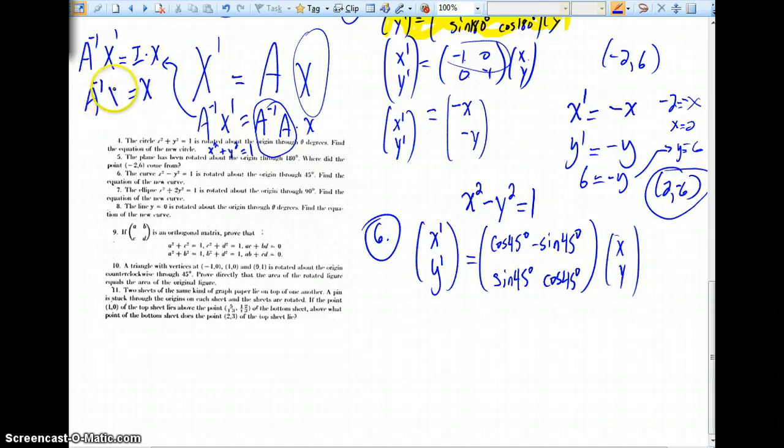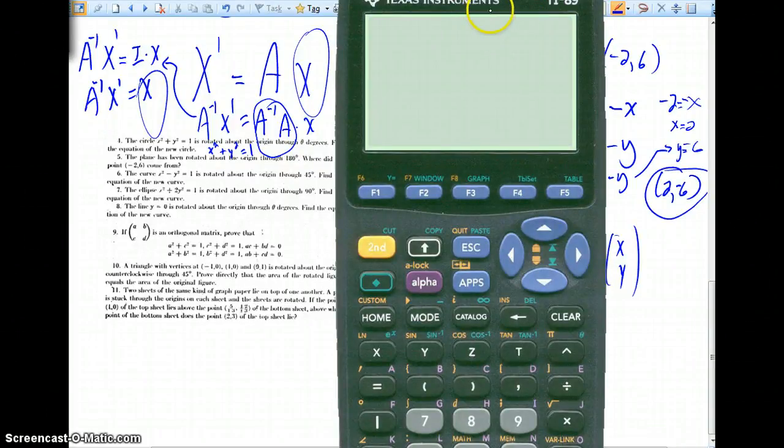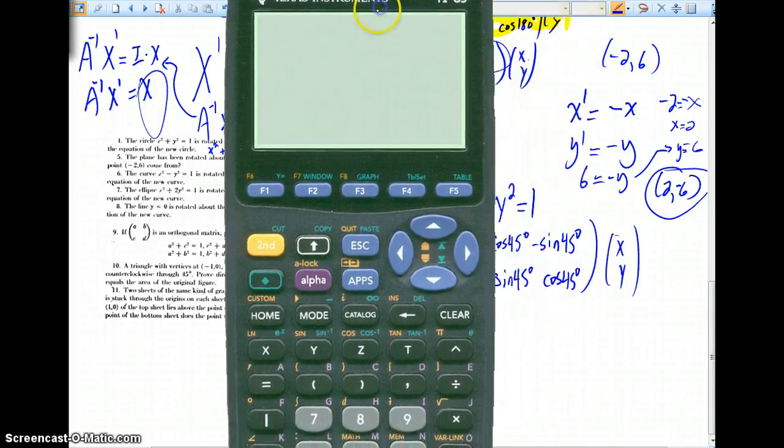Why would we do this? Well, my goodness, now we can have an equation for x and for y. We'd be able to substitute it into any equation that we'd like, and we could find out how it is transformed. But of course, we need to get an inverse of our matrix. So tell you what, let's use our 89. The 89 is just wonderful.